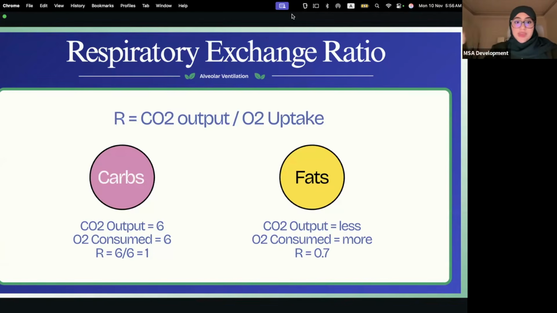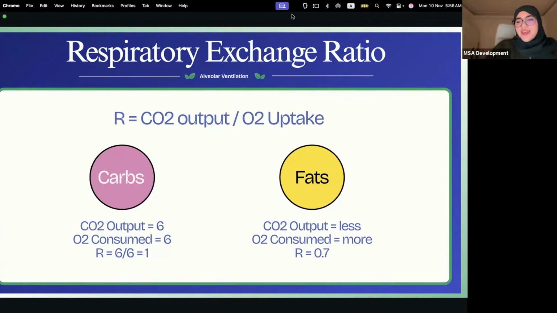Now, if they calculate a respiratory exchange ratio of 1, that means they're burning carbohydrates, using up carbohydrates. And that's good because they're being well fed, right? That's our body's first instinct for energy. However, if they see that the respiratory exchange ratio is less than 1, then that means they could be malnourished.